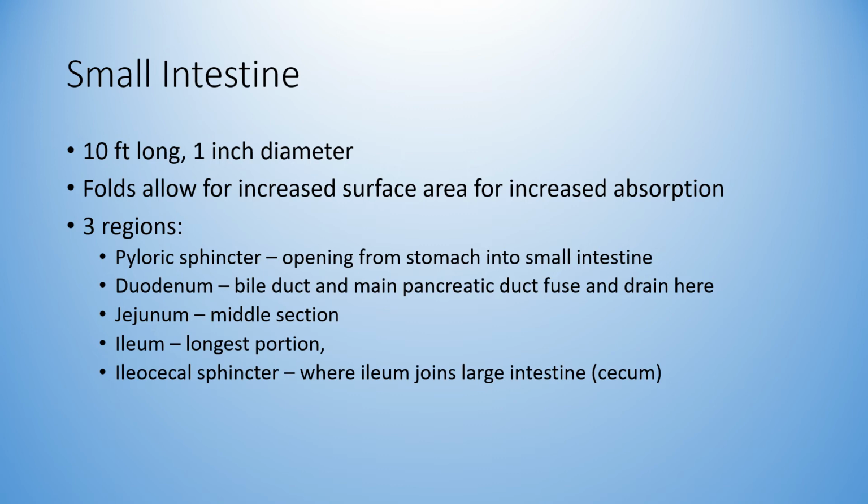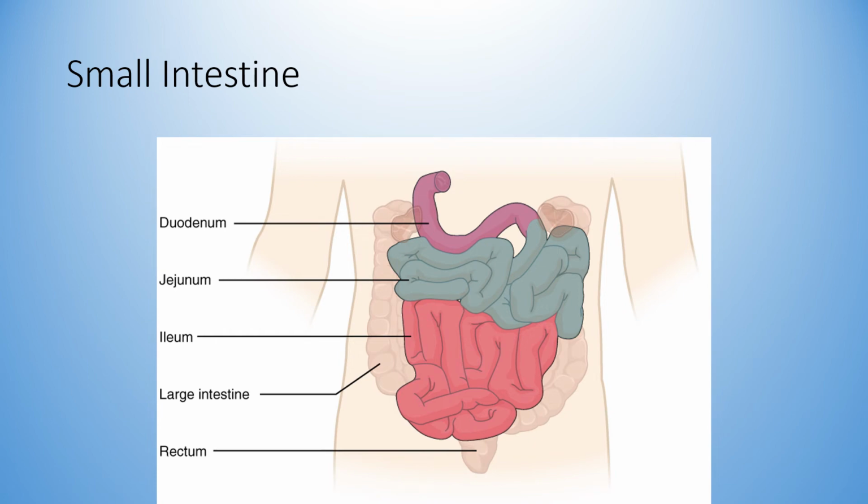The middle section of the small intestines is known as the jejunum, and then the ileum is the last section, and it is the longest of the 3 sections. So these are your 3 different sections of the small intestines. And then at the end, you have the ileocecal sphincter, which is where you connect the small intestines to the large intestines. That area of the large intestines is known as the cecum, so that's where the name ileocecal comes from. So in this diagram, you can see it's color-coded with the 3 different regions of the small intestines.